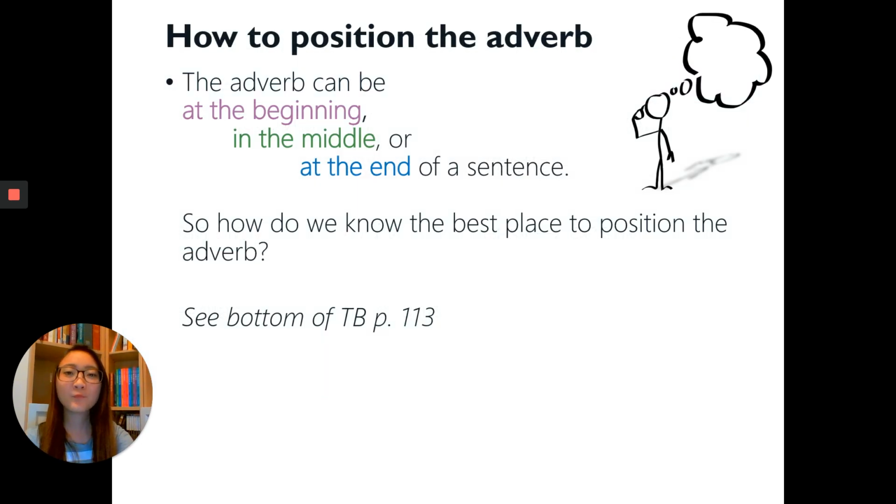Next, when we use the adverb, we can put it anywhere in a sentence as long as it makes sense. It can be at the beginning, in the middle, or at the end of a sentence. How do we know the best place to position the adverb? Look in your textbook. It shows you how to do it on page 113.